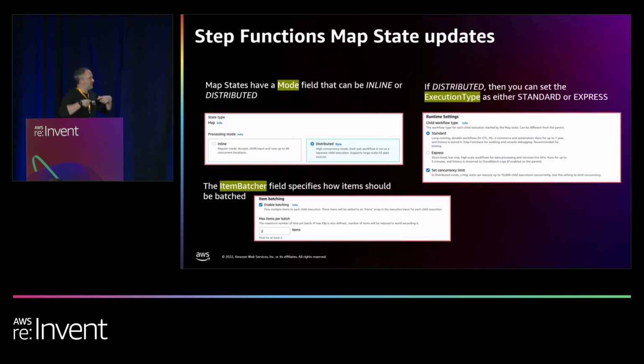Here's some information that will help you to explore the distributed map state, right? The map state now has two modes. There's the inline mode and the distributed mode. So inline mode is what you formerly knew map state as. Distributed mode is this new version.